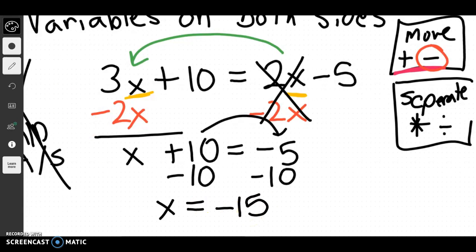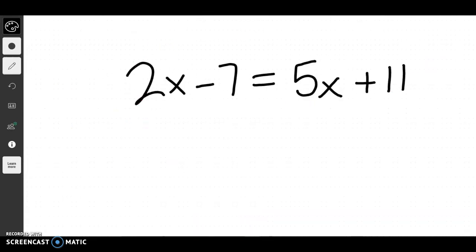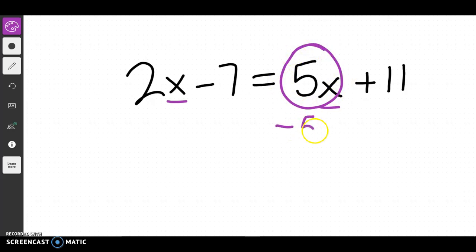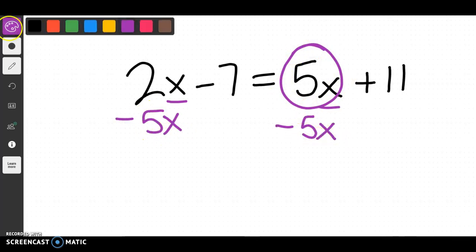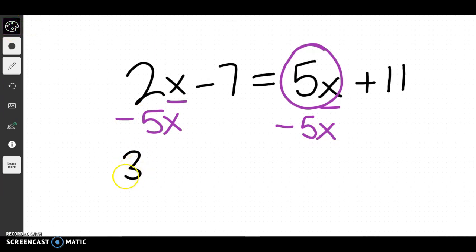Okay, let's try another. Again, I'd like to get x by itself, but we have a little bit of an issue. And the issue is that everything's not on the same side. This is a positive 5. To move it, I'm going to subtract 5 on both sides. Then I'm going to get negative 3x minus 7 is equal to 11.